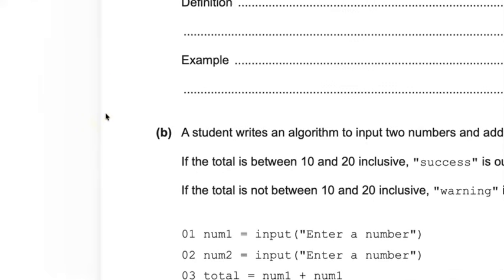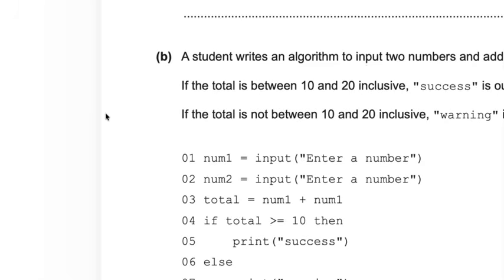And the next question is: state what is meant by the term syntax error. Give one example of a syntax error in a program. So we'll just do that part A first. And the answer to this is basically it breaks the grammar rules of a programming language. So that's the definition.